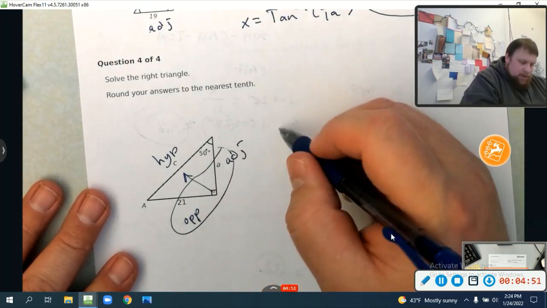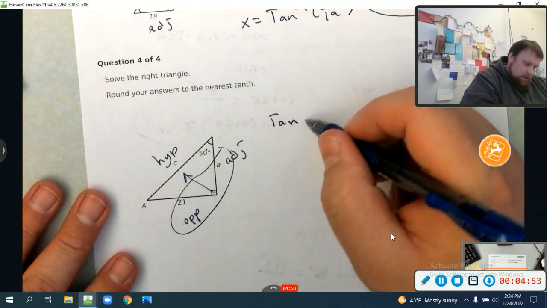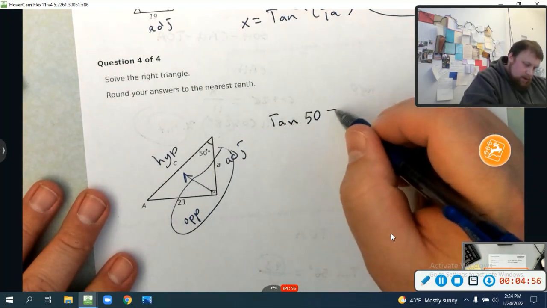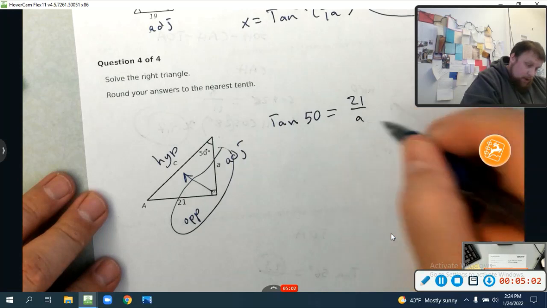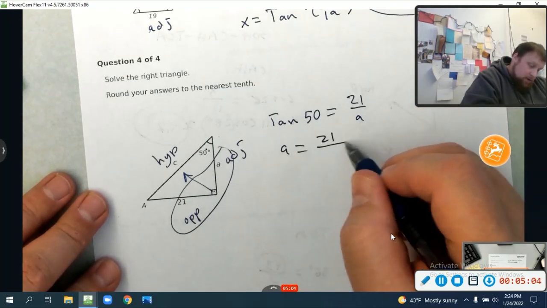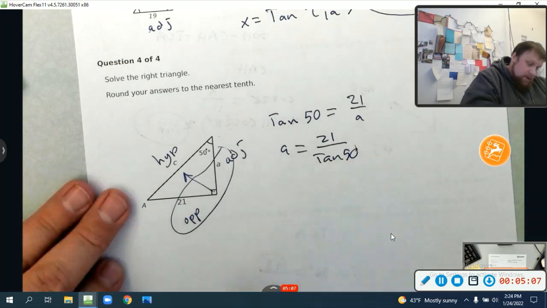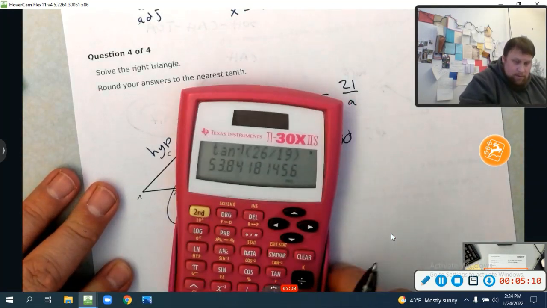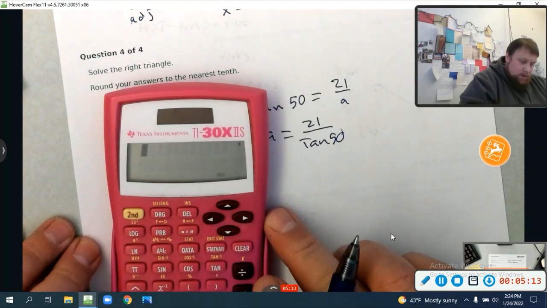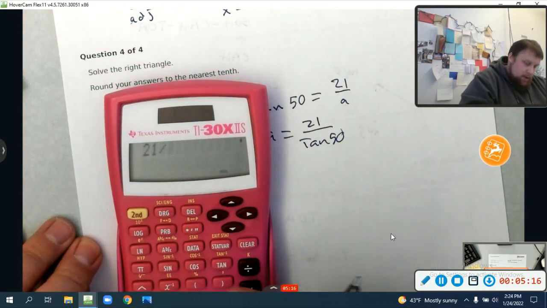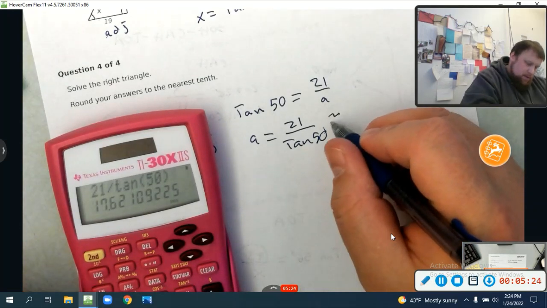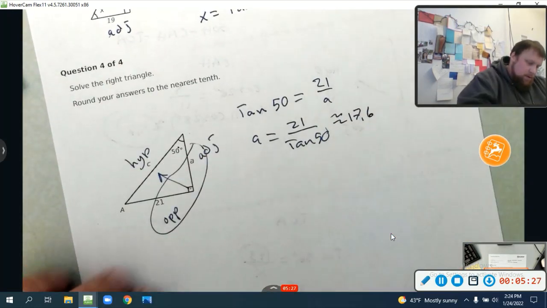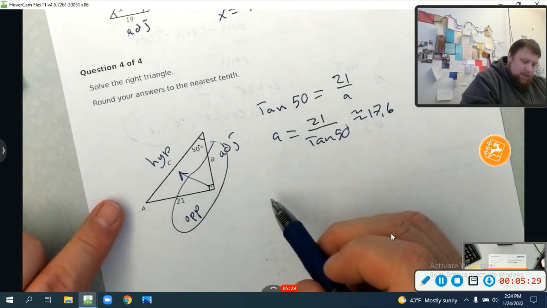Well, that's opposite over adjacent, so that's tangent of 50 is equal to 21 over A, which means my A is going to equal 21 over tangent 50, rounded to the nearest tenth. Divided by the tangent of 50, which is approximately 17.6. Okay?